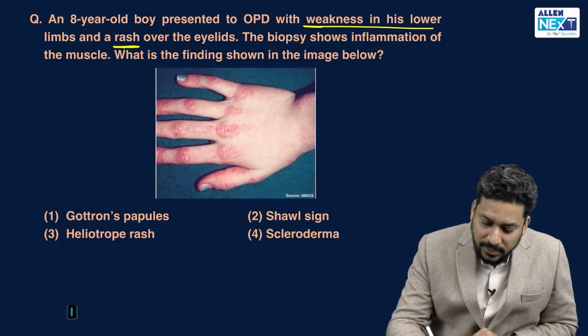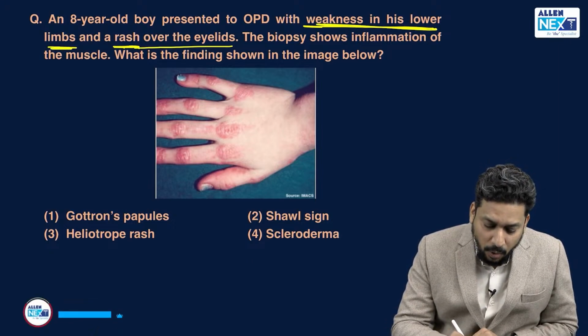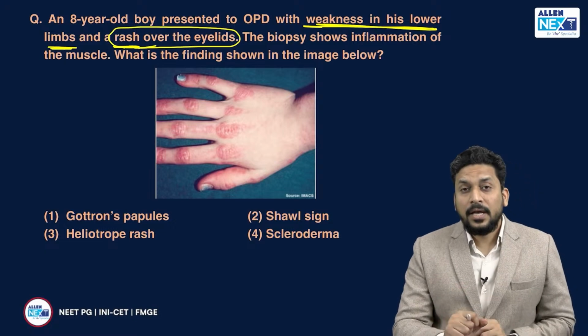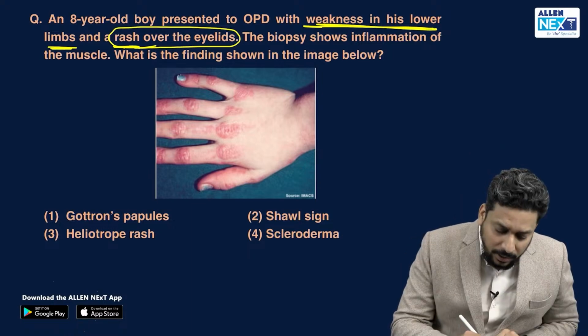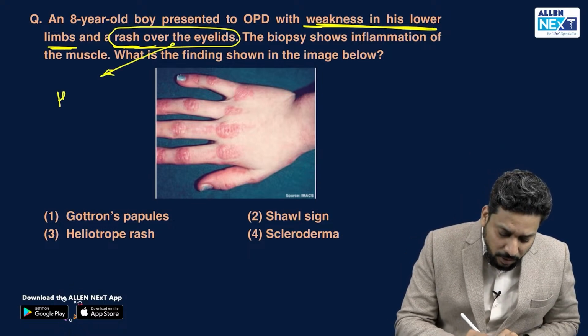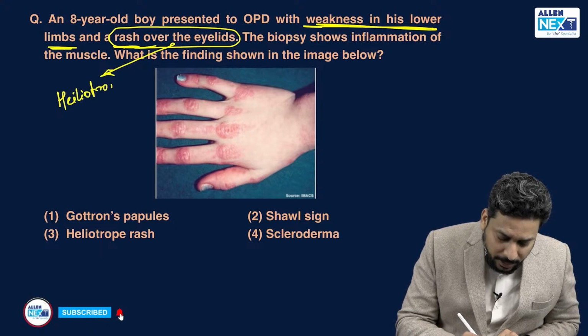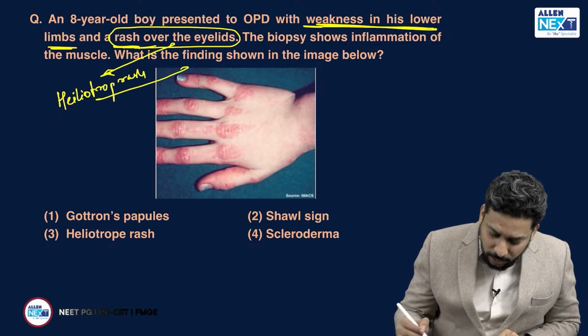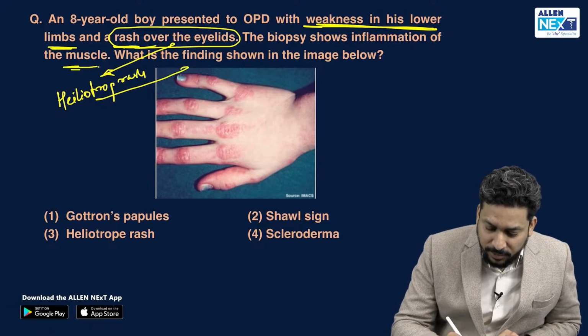So there is muscle weakness present in the lower limbs along with rash over the eyelids. I told you that a rash which is slightly erythematous or violaceous around the eyelids is suggestive of heliotrope rash, which is seen in dermatomyositis, and biopsy shows inflammation of the muscle. Which finding is shown in the image?